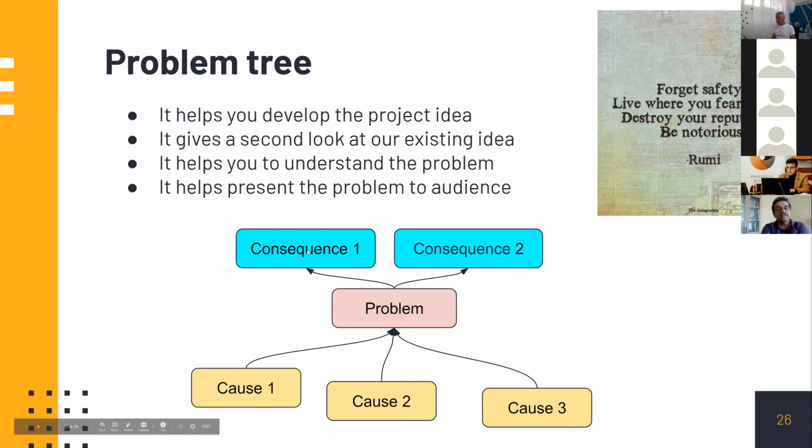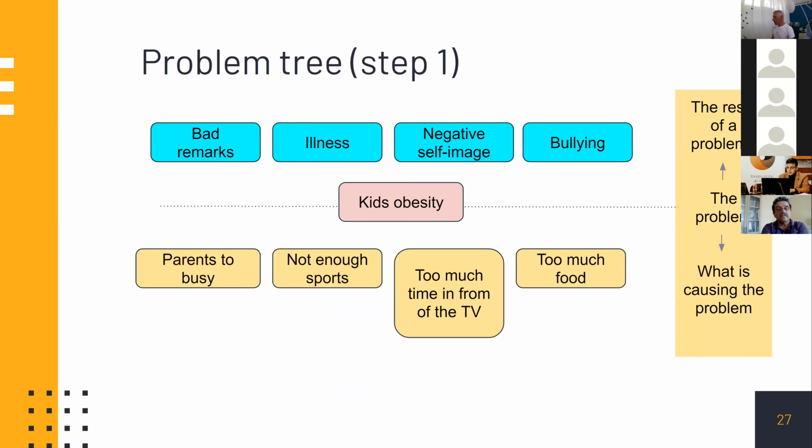So, for example, here is one example. This is a real project we developed about kids' obesity. So this is the problem, kids' obesity. The first step is to figure out what is causing this problem. Why do you need this? Because there is no specific question in the e-forms about what is causing your problem or what is the result of your problem. These two questions will give you very good insight into what is going on with your problem.